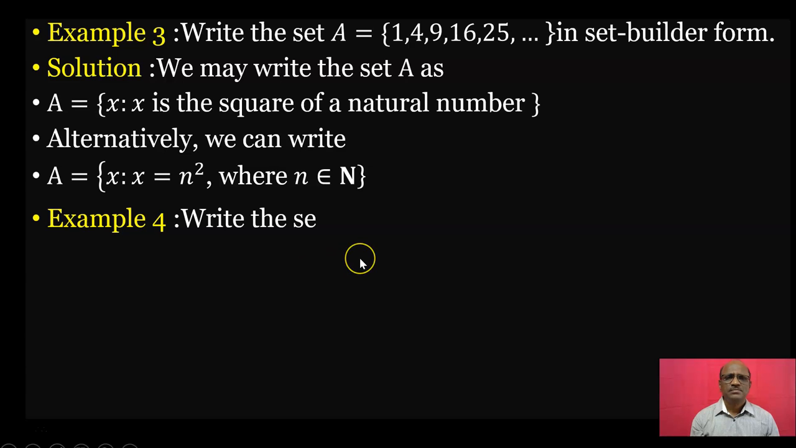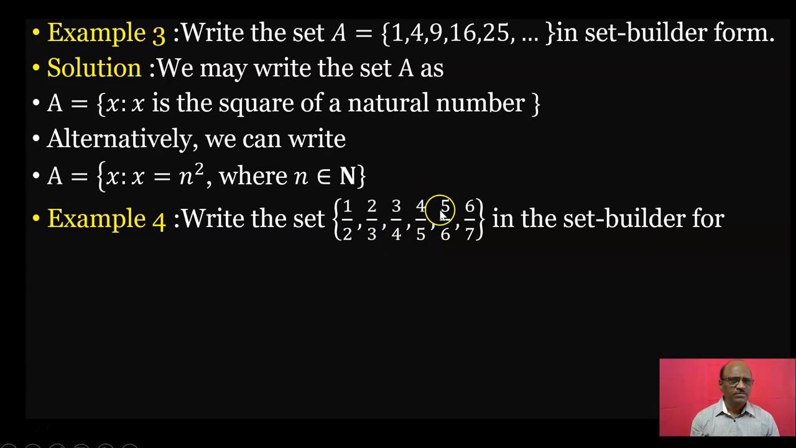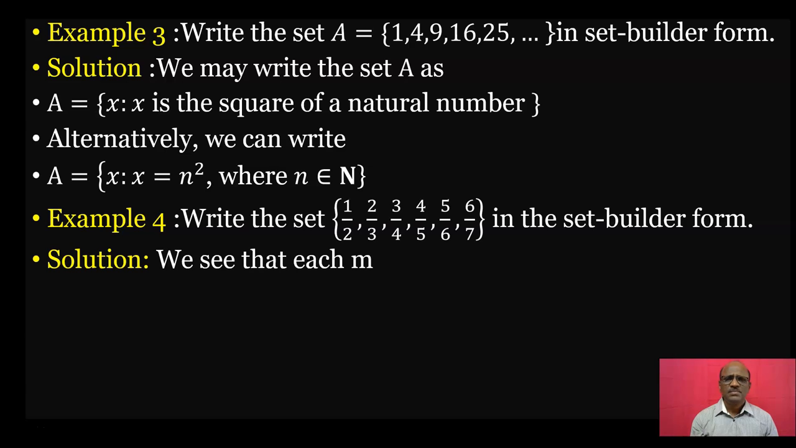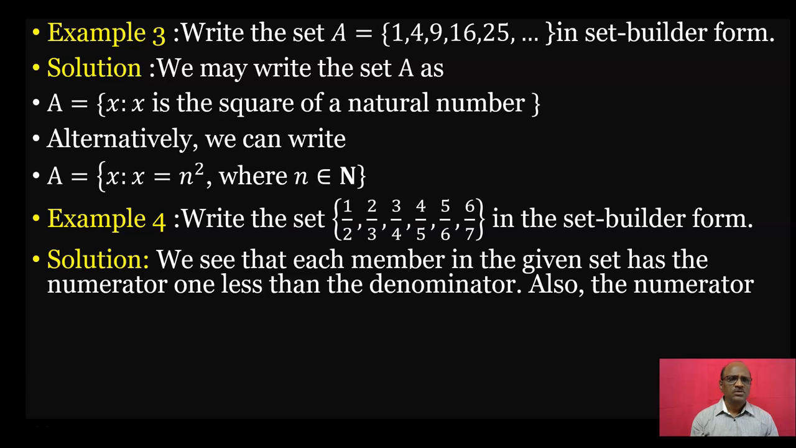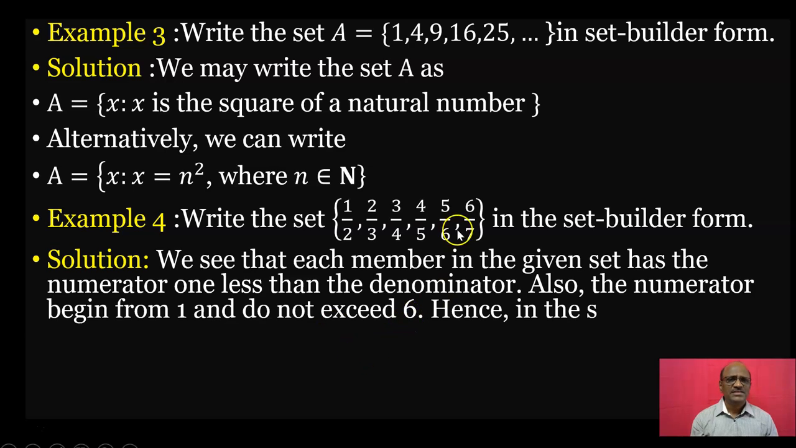Next example. Write the set {1/2, 2/3, 3/4, 4/5, 5/6, 6/7} in set builder form. We see the numerator and the denominator. The denominator is more than the numerator by 1, and the numerator starts with 1. Now the solution. We see that each member in the given set has numerator 1 less than the denominator. Also, the numerator begins from 1 and does not exceed 6. The maximum numerator is 6.